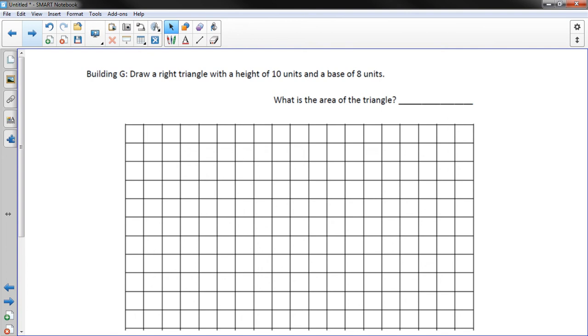Building G. Draw a right triangle with a height of 10 units and a base of 8 units. Okay. 10 and 8. 1, 2, 3, 4, 5, 6, 7, 8, 9, 10. So this is 10 and a height of 8. 1, 2, 3, 4, 5, 6, 7, 8. Ooh, just fits.